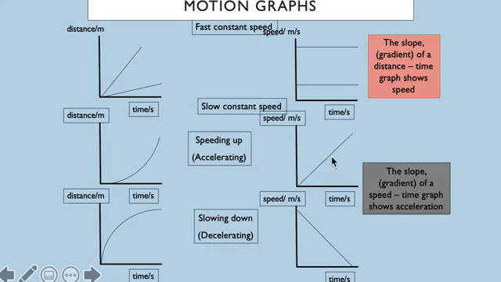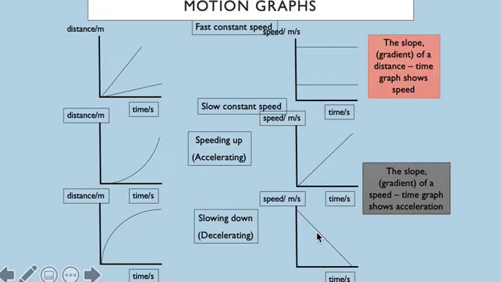If I want to find out how much it's speeding up, how much it's accelerating, I would take the gradient there. And a bigger slope, a bigger gradient would tell me that it's got a bigger acceleration, and a smaller slope would show me that it's got a smaller acceleration. Here, if I take the gradient of this one, this is going to be a negative number, isn't it? Because it's going down. And so that tells me that it's decelerating.